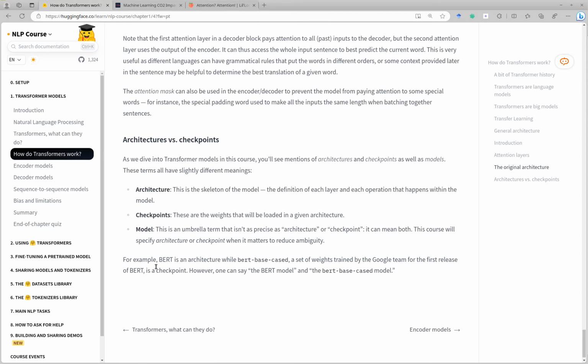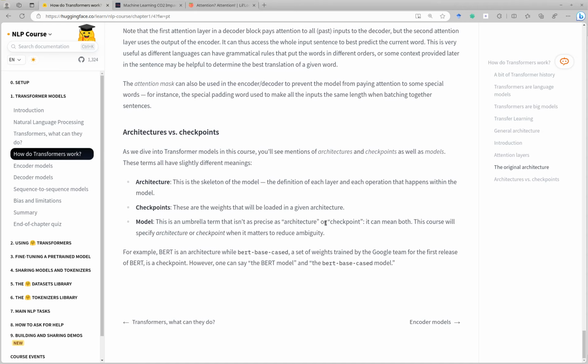Here is one example. For example, BERT is an architecture, while BERT-base-cased is a set of weights trained by the Google team for the first release of BERT, which is a checkpoint. So BERT-base-cased is a checkpoint, whereas BERT is an architecture. So this is all for this. Let's move on to the next part, which is related to encoder models.